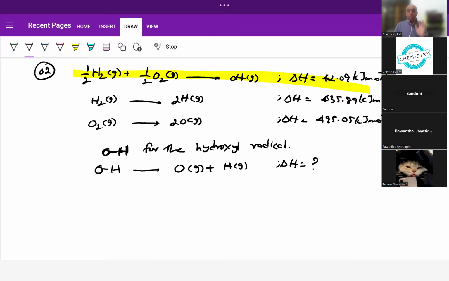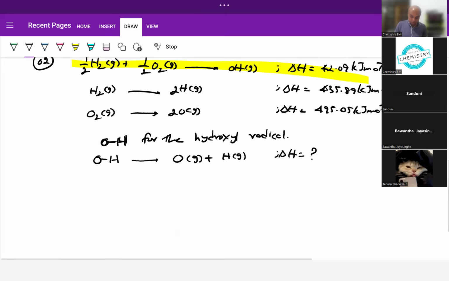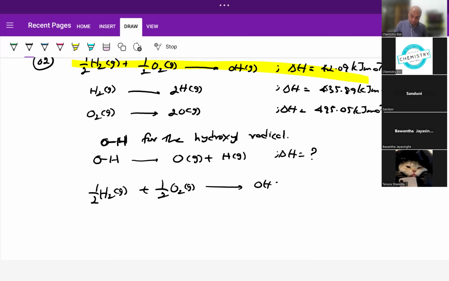Now I'll be using the yellow highlighted equation. Half H2 gas plus half O2 gas gives OH gas. I'll note down this one, this is plus 42.09. Units are not necessary if it can be avoided, but you have to make sure that all the values are in the same type of units. We can save time in that way.